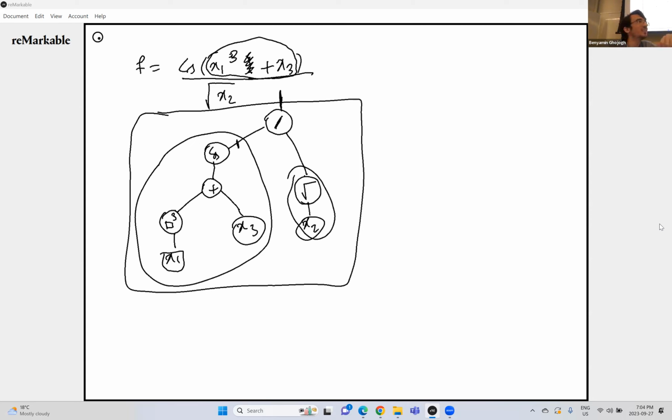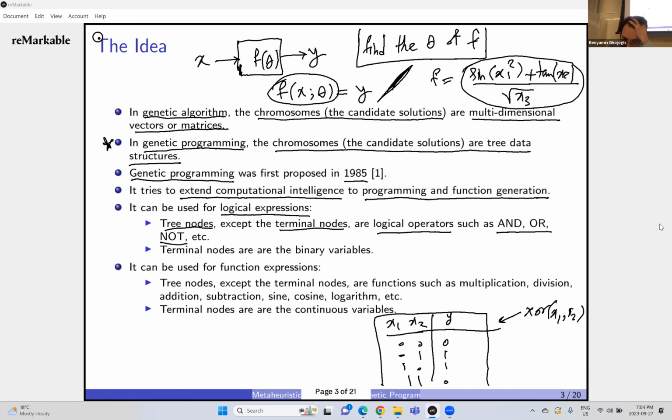Did you understand? So all nodes except the terminal nodes are operators, and the terminal nodes are the variables. In logical expressions, all nodes except the terminal nodes are logical operators, such as and, or, not, etc. And terminal nodes are the binary variables, 0 and 1, right?